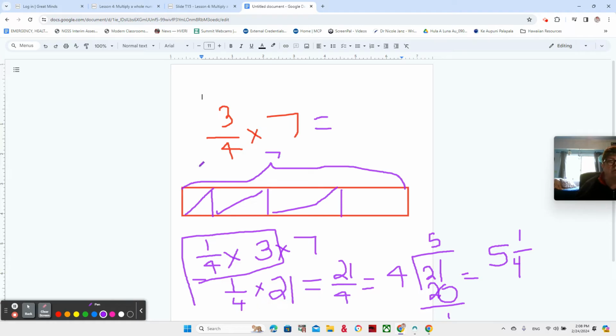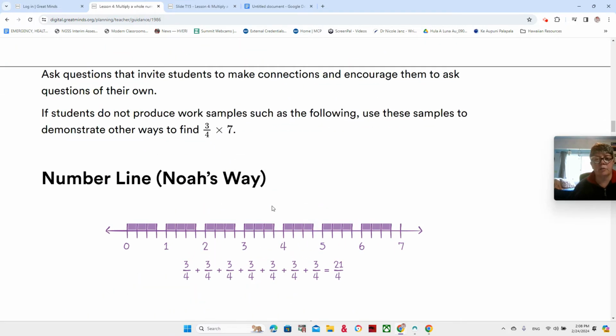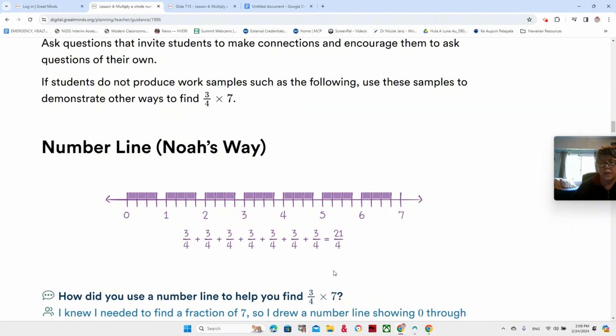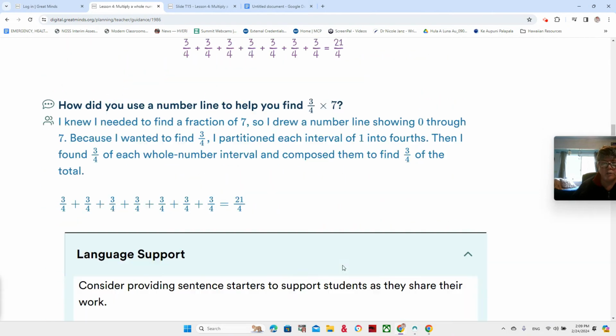Okay. We could also look at what we call Noah's way. Could draw a number line. And in that number line, we can color in 3 out of the 4 parts, which would be 3/4 plus 3/4 plus 3/4 plus 3/4 plus 3/4 plus 3/4. That's a lot of adding together. We need 1 for every one of the 7, so there's 7 of those, and that makes 21/4. And then, of course, we would need to divide our 21 by 4 and get 5 and 1/4. Okay, that is a totally fine way to do it.